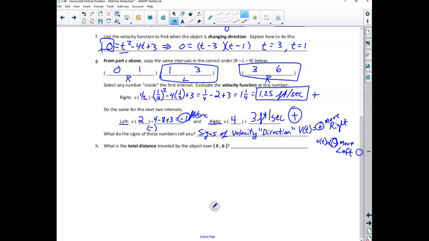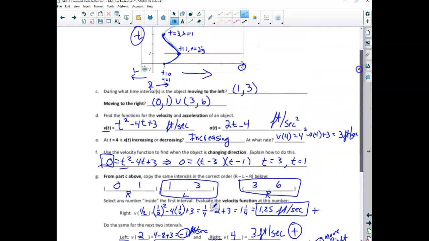Now, technical question: what's the total distance traveled by the object over 0 to 6? Total distance traveled, not displacement. Meaning, if you came to school and you're like, oh crap, I forgot something, and you turned around halfway and went back home, you traveled a total distance, did you not? You didn't travel a total distance of nothing because you went forward and back. Total distance is adding all of my sums together.